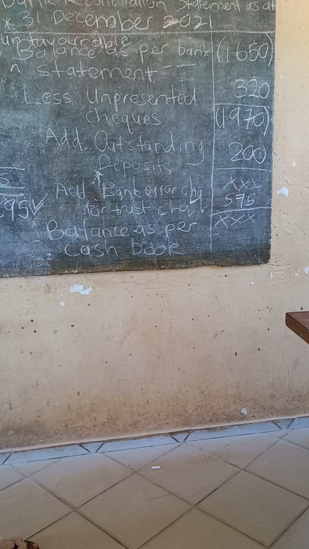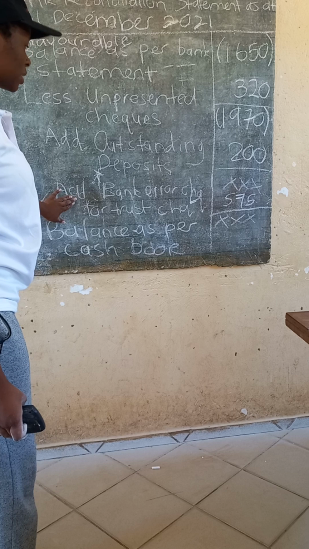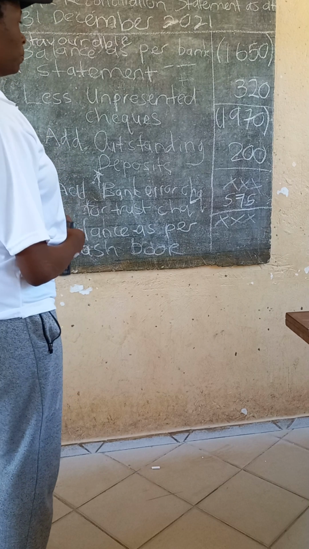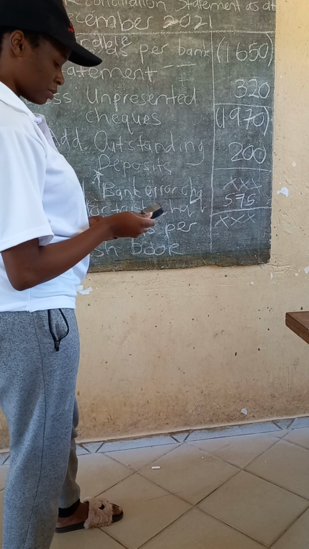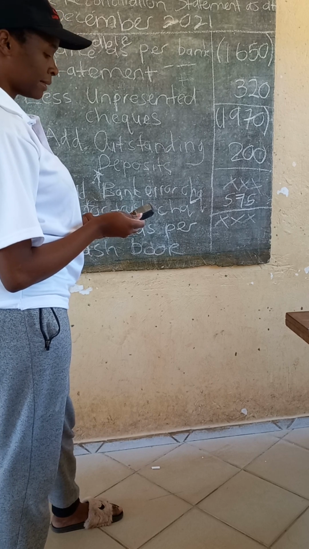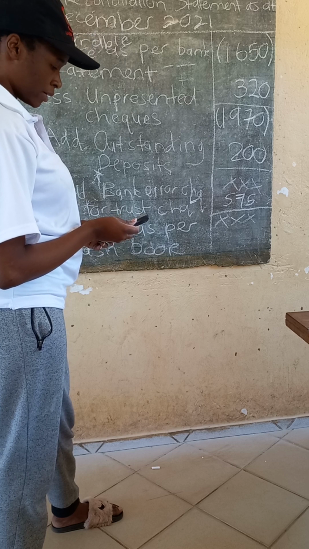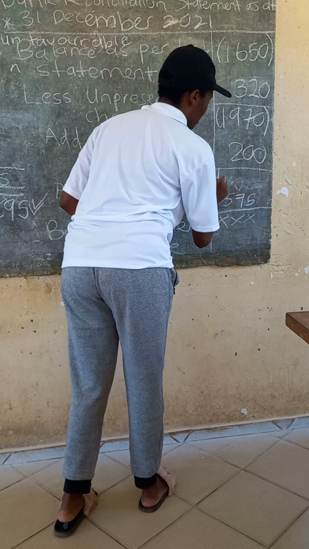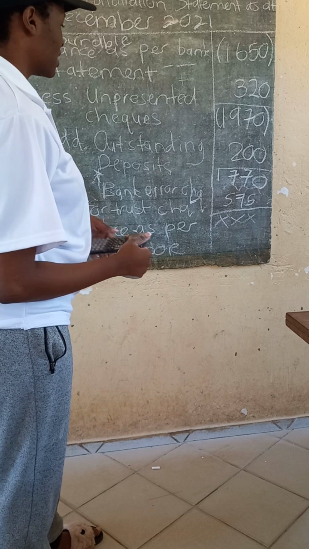I know that there are students that right now want to start with the trust check, like in this question, right? But you're not supposed to start with that. You're supposed to start with the outstanding deposits, right? So we also then add the outstanding deposits. So we're just going to say negative 1,970 plus 200 for us to get negative 1,770.